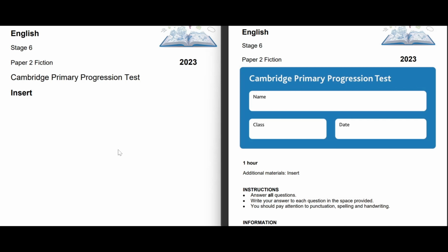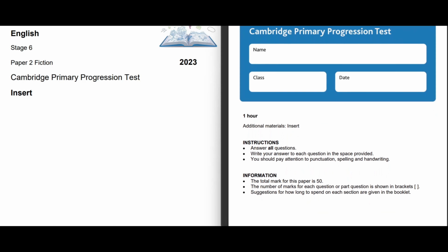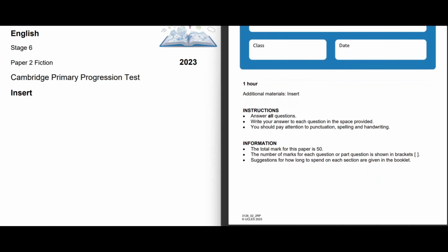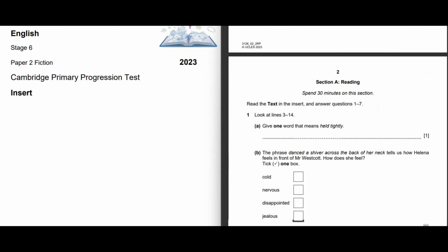Hi guys, today we are going to discuss English Stage 6 Paper 2 Fiction Cambridge Primary Progression Test from the year 2023. On the left side is the inserts and on the right side is the question paper. The total duration for this paper is 1 hour. We have to answer all questions. This paper has the total mark of 50 and it consists of two sections.